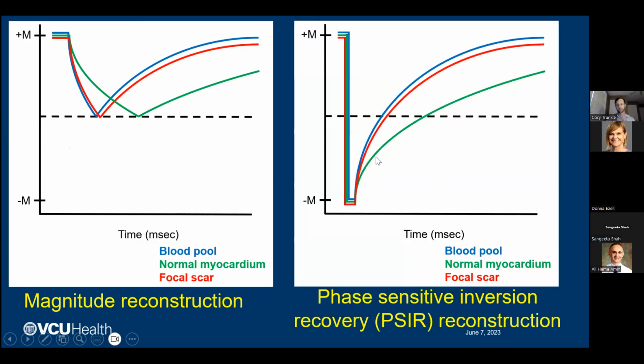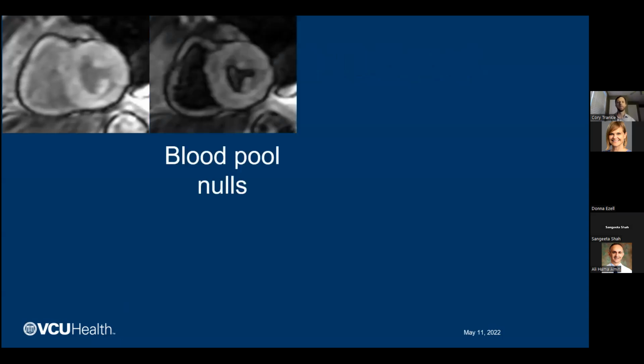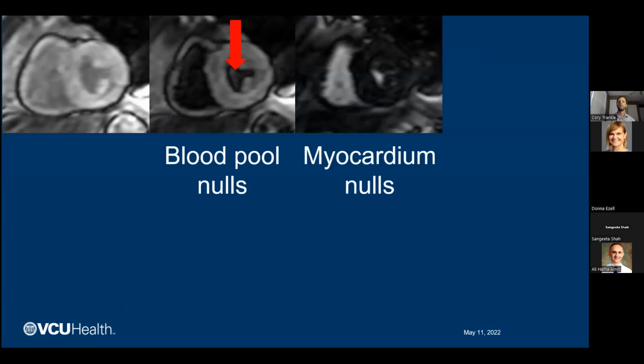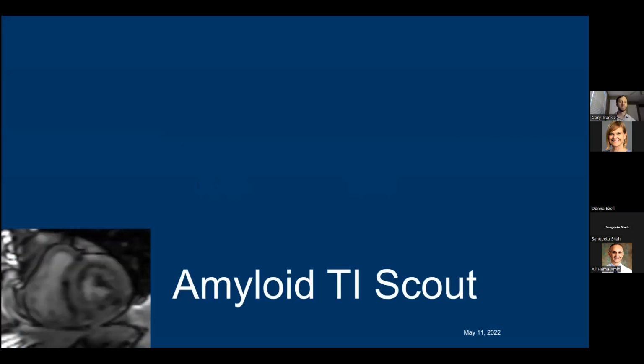There's also phase sensitive inversion recovery, or PSIR, where you can make use of the fact that if things are below the baseline, they should not show up as bright, because that's what will happen over here. If you screw up your inversion time, it's a bit more forgiving, and in certain conditions like amyloid it is hard to get any kind of magnitude reconstruction. So here's our normal TI scout, where things start bright above the baseline, and then the blood pool nulls, and then the myocardium nulls, and then everything starts to brighten up as it regains its signal.